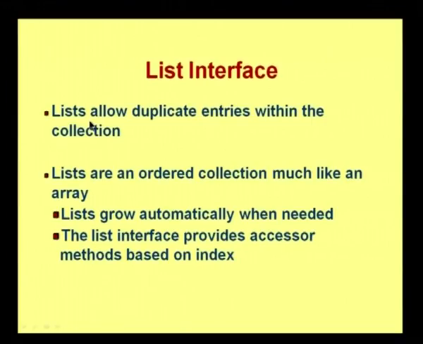First we look into what a list interface is. List allows duplicate entries within the collection. Lists are an ordered collection much like an array. A list grows automatically when needed. The list interface provides an accessor method based on the index. As specified, list is an interface.